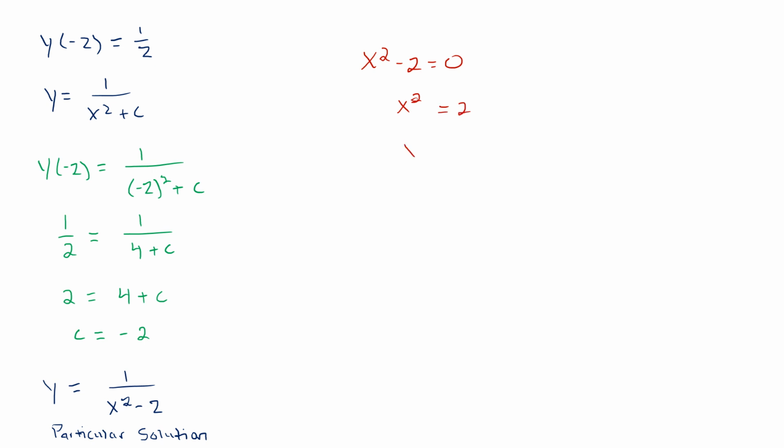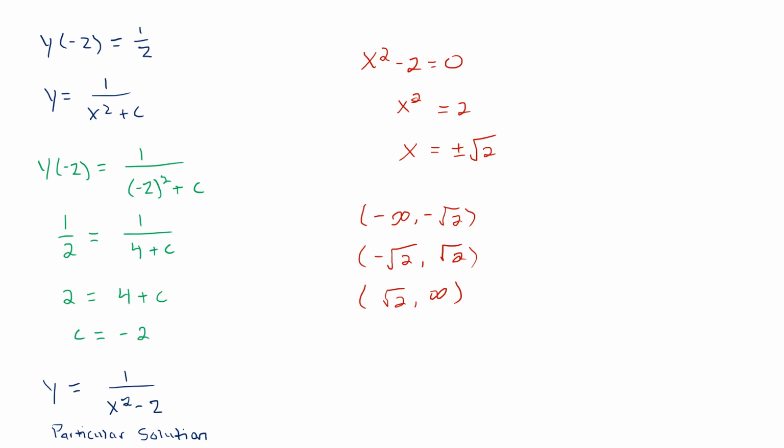Then we take the square root of both sides, and we'll get plus or minus √2. So that means our intervals will be from -∞ to -√2, and then -√2 to √2, and then √2 to infinity. Okay. All right, so these are the intervals where this particular solution exists.